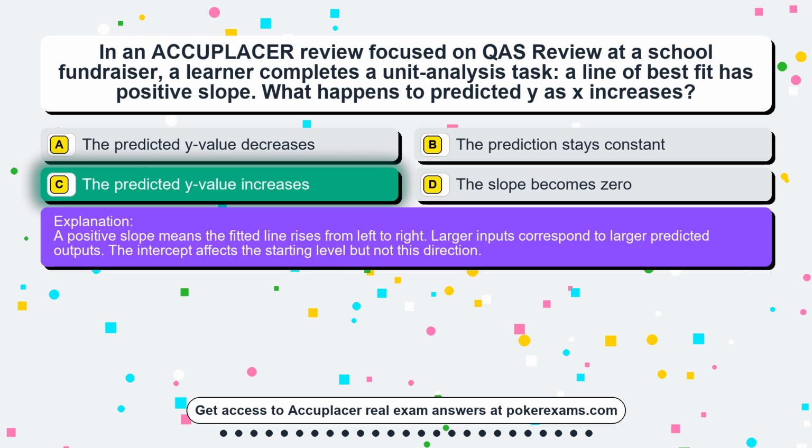A positive slope means the fitted line rises from left to right. Larger inputs correspond to larger predicted outputs. The intercept affects the starting level but not this direction.